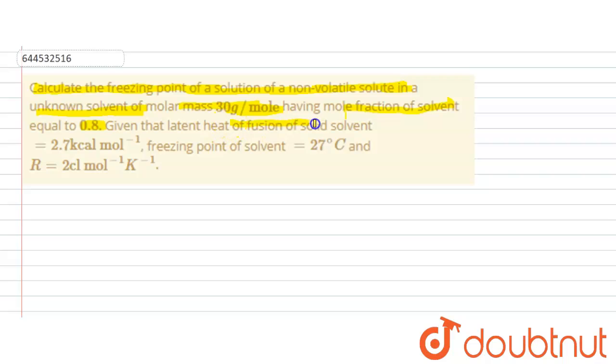Given that the latent heat of fusion is 2.7 kilocalorie mole inverse and the freezing point of solvent is 27 degrees centigrade, and the value of R is 2 calorie mole inverse Kelvin inverse. So first of all, what do we need to calculate? We need to calculate the value of Kf. So the value of Kf, that is the freezing constant, is given by this formula: M into R into Tf square whole divided by 1000 into delta Hf, that is heat of fusion.